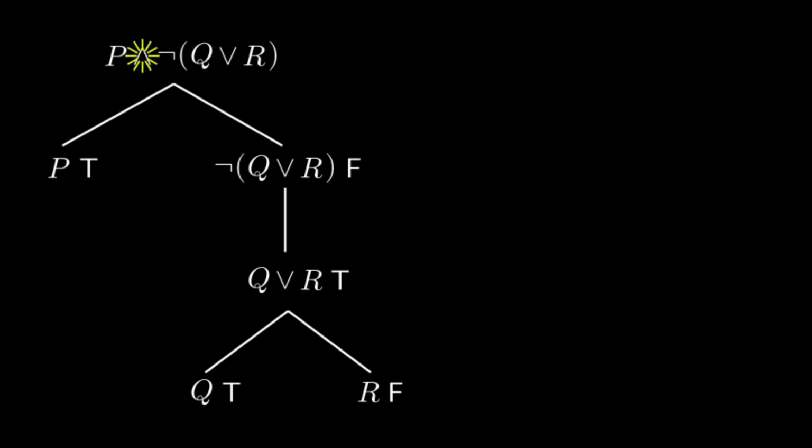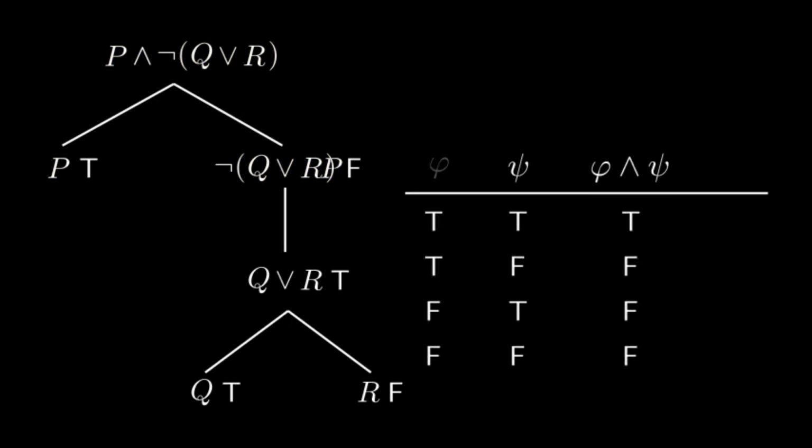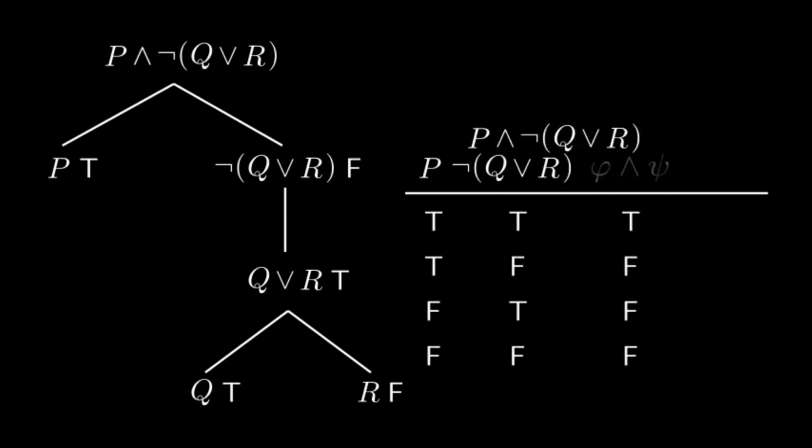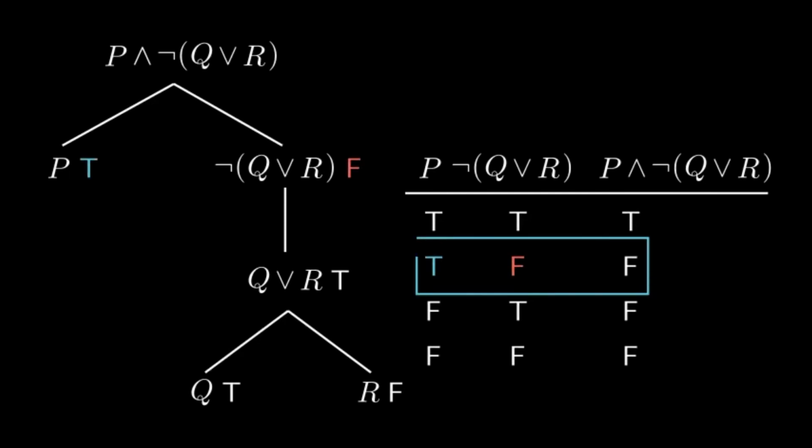And finally, we move to the main formula, which is a conjunction. Here's the truth table for conjunction. The left conjunct is P, the right conjunct is not Q or R, and then you have the main formula. The left conjunct is true, and the right conjunct is false, so that means the main formula must be false.